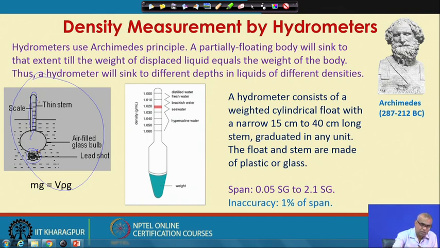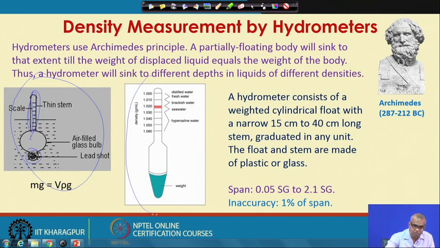So, this scale can be used to indicate the density. So, we can perform proper calibration. We can perform calibration using liquids of known density and can note up to what depth this hydrometer sinks, and then can use the hydrometer to find out the density of unknown liquid.